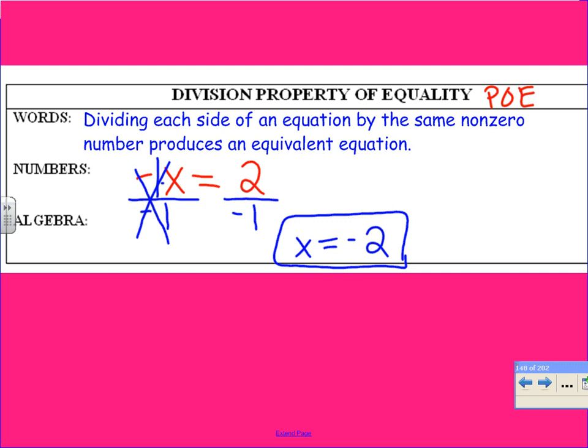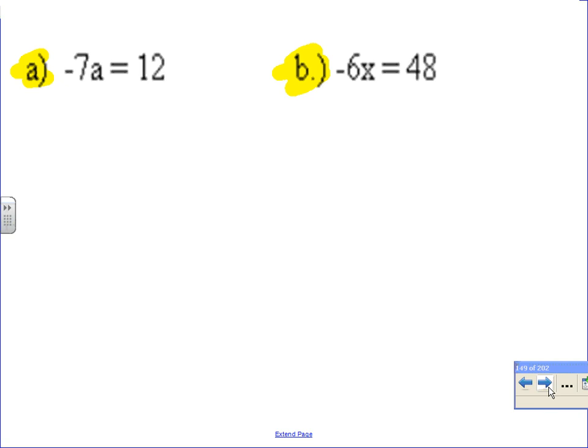Okay, let me do a couple more examples because that should answer your questions, guys. Is everyone okay with the definition here of division PO? To get rid of multiplication, you divide. Okay, so let's do a couple examples, and I probably will answer a lot of your questions.